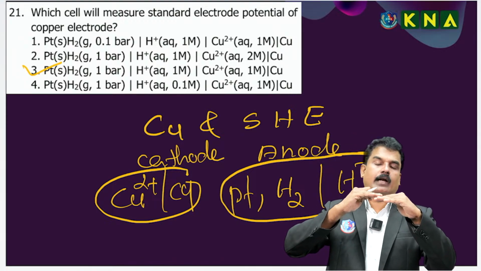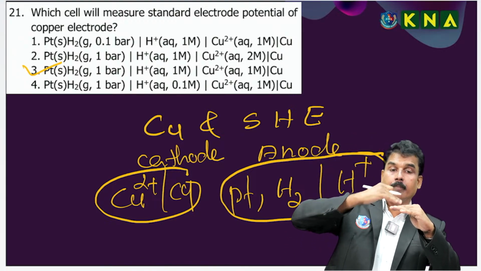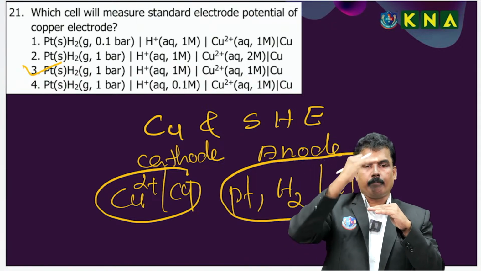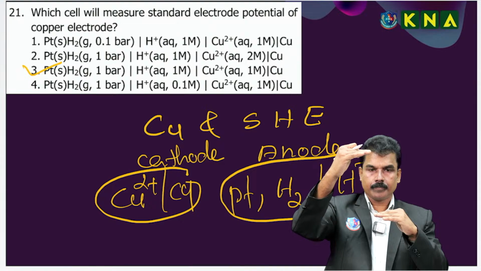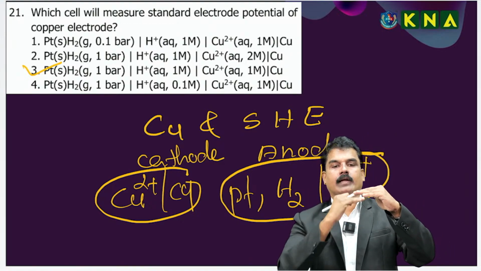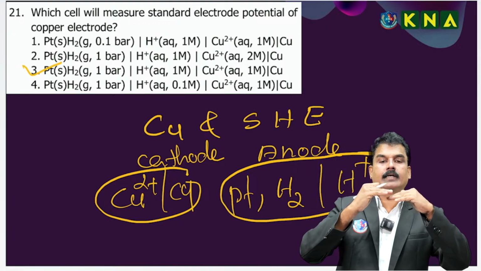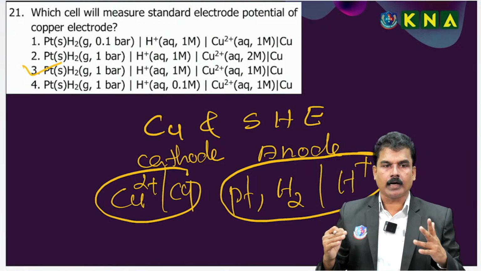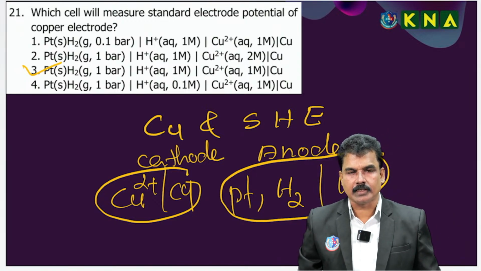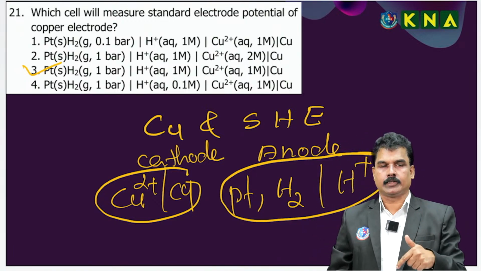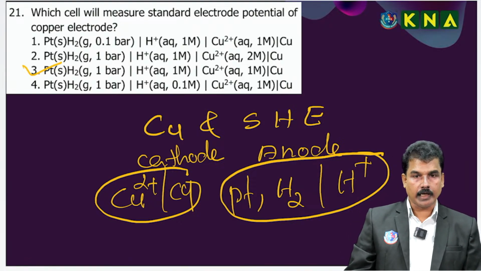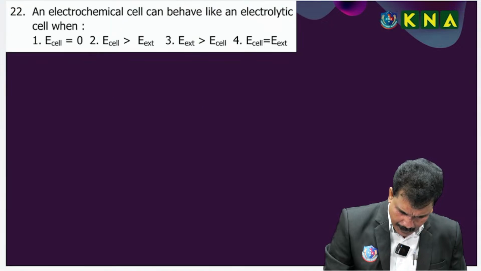When we connect SHE with any metal above hydrogen in the reactivity series, SHE acts as cathode and the metal acts as anode. Any metal below hydrogen in the reactivity series, when connected with SHE, acts as cathode, and SHE acts as anode. For example, copper is below hydrogen in the reactivity series, so copper acts as cathode and SHE as anode. Clear now? Are you getting the idea?